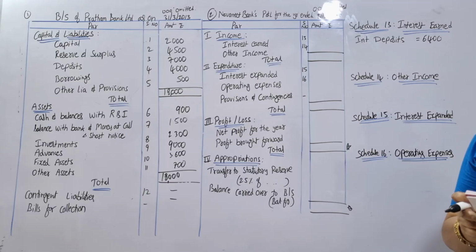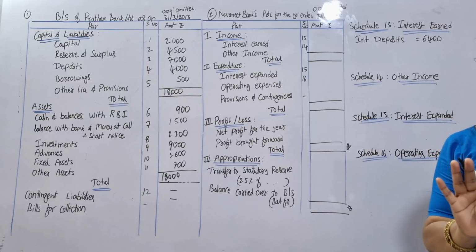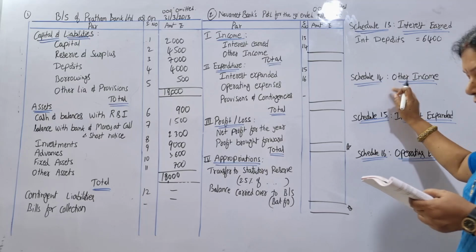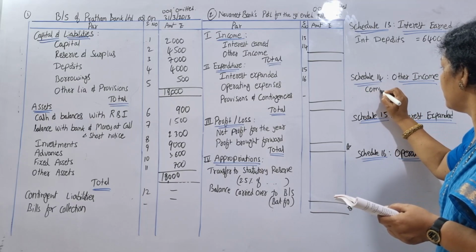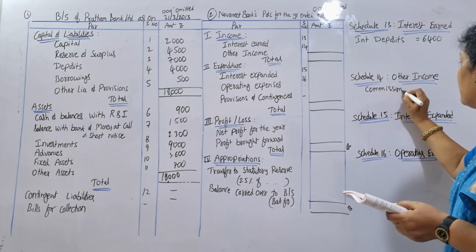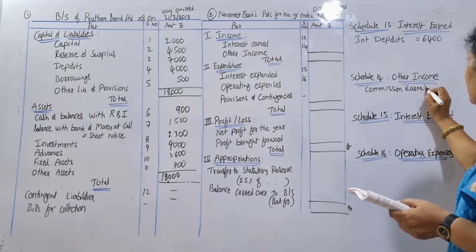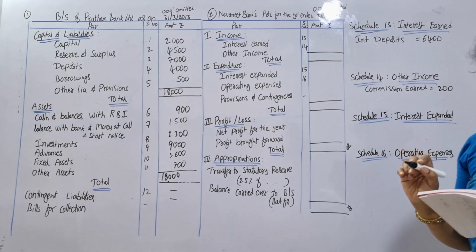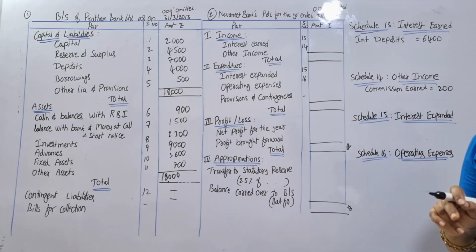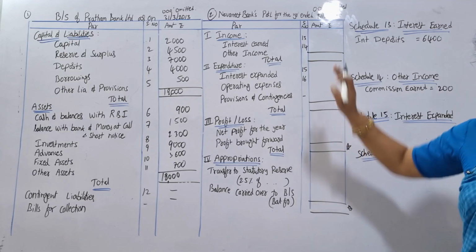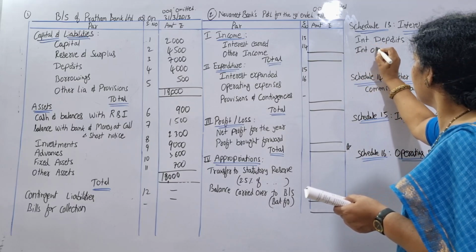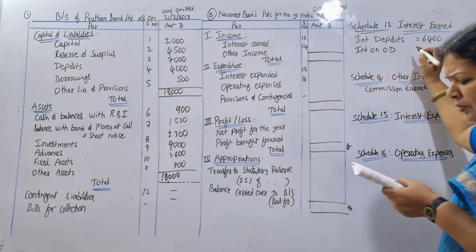Next, commission earned. Commission earned is not related to interest, it means other income. So this is schedule number 14. How much earned commission? 200. Last 3 zeros omitted. Next, interest on overdraft. On overdraft also we are earning interest. Earning means schedule number 13. Interest on overdraft 1600.